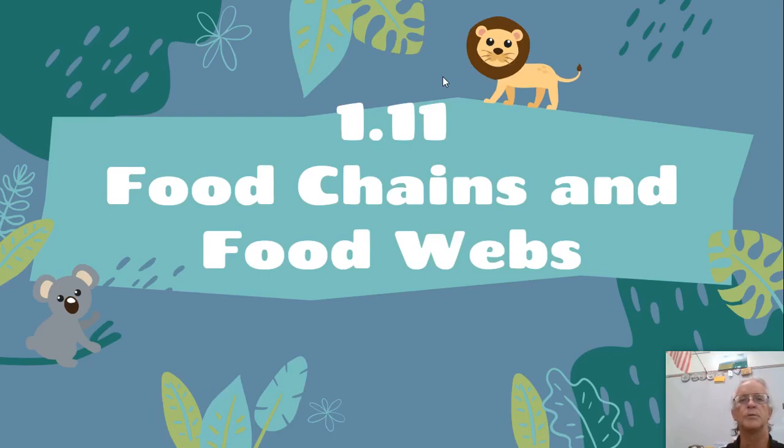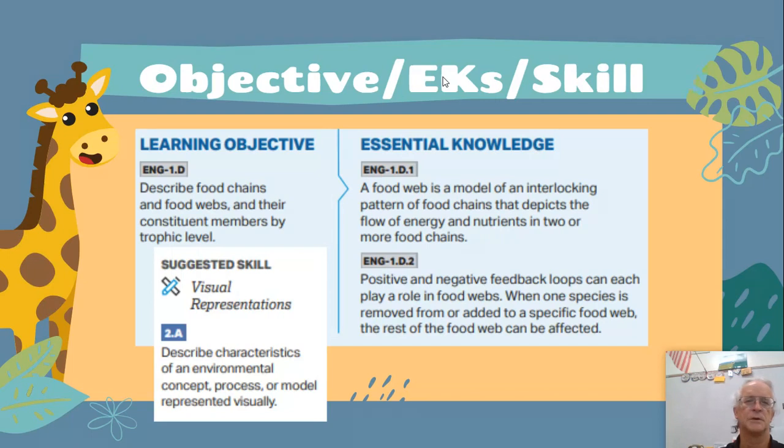Hello, this is Dr. A, and we're covering section 1.11 on food chains and food webs. The essential learning objective here is to describe food chains and food webs, their constituent members by trophic level, by feeding level. The suggested skill is to be able to describe the characteristics of an environmental concept.